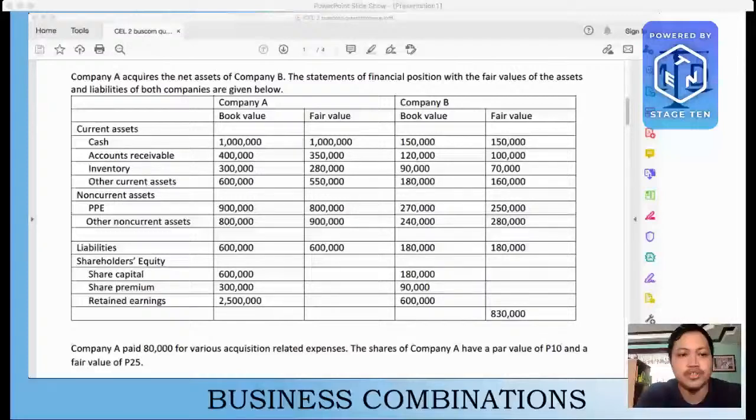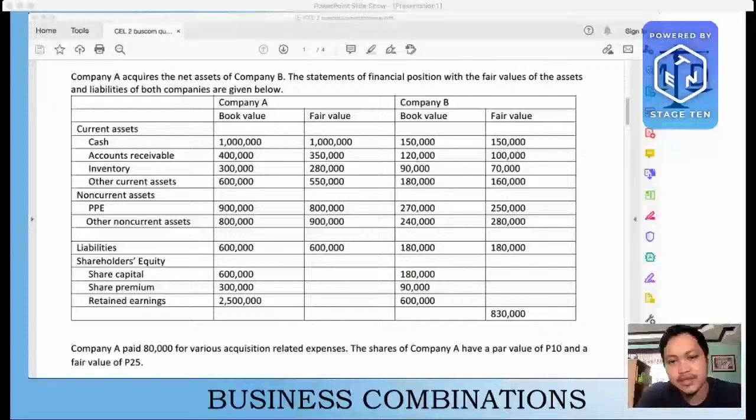I've also mentioned last time that it's important for us to determine the acquisition date for two reasons. It would be the date in which we will be looking for the fair values that we will use. So the rule states measure the assets and liabilities, the consideration, and everything else at fair value. So the next question is fair value as of when? And the answer is fair value as of the date of acquisition.